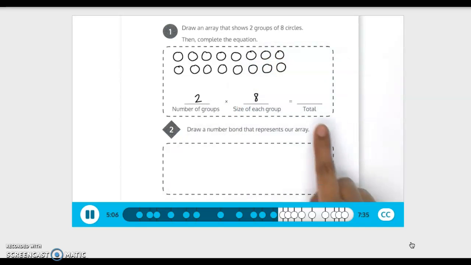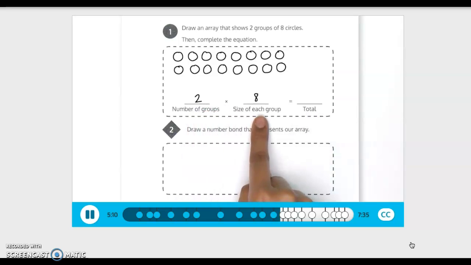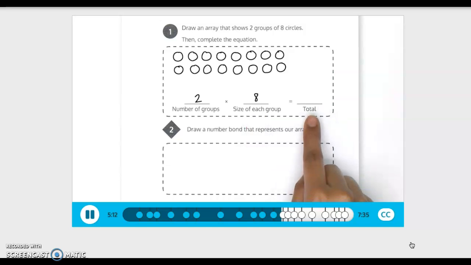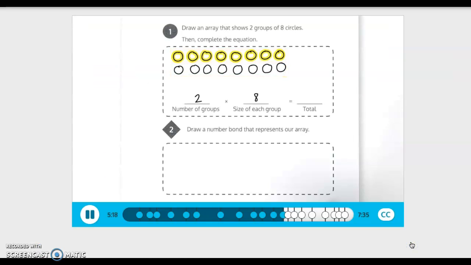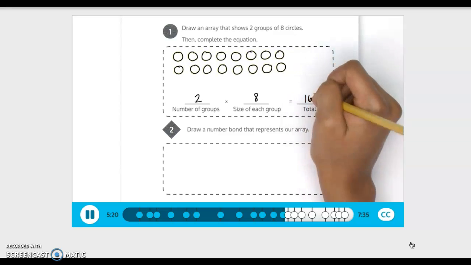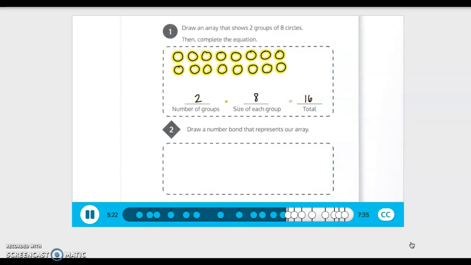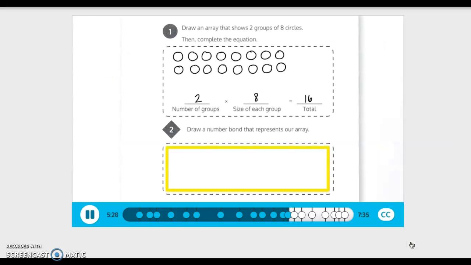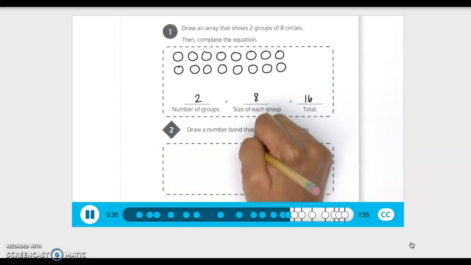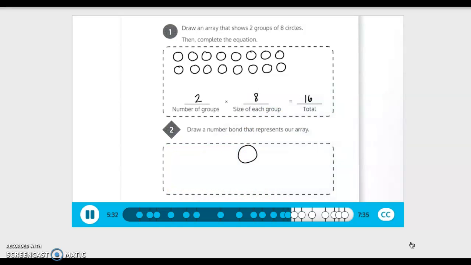Now we can solve for the total number of circles. What is 2 groups of 8? Record that here. 2 groups of 8 is 16. Our equation matches our array. Check your work. Now let's draw our number bond. I'll start by drawing a blank circle to represent the total number of items, like this.